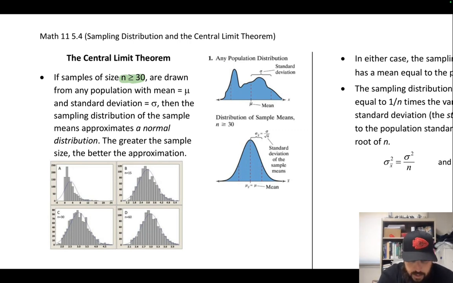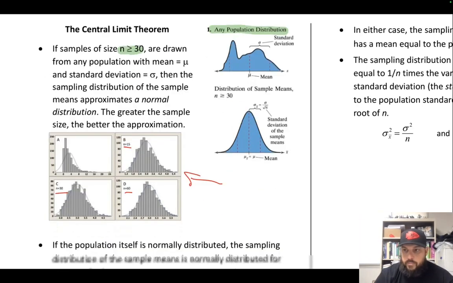Because in most cases, population distribution isn't going to be normally distributed. You're going to have some different groups that work in there. But then as we sample those means, we end up with something that is more normally distributed. And you can see that here as our n was increasing, our data become more approximately normally distributed.